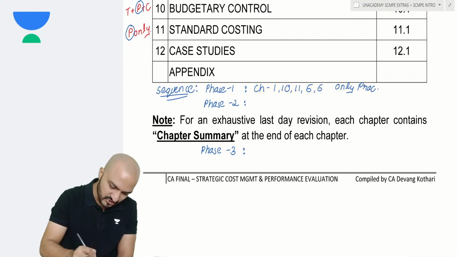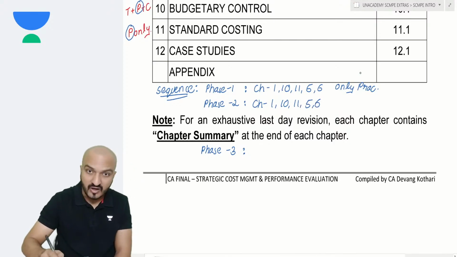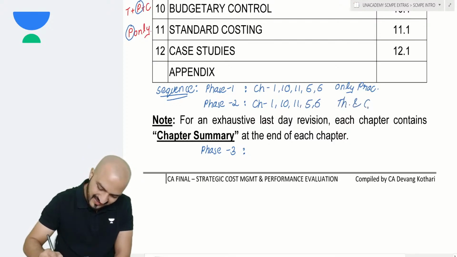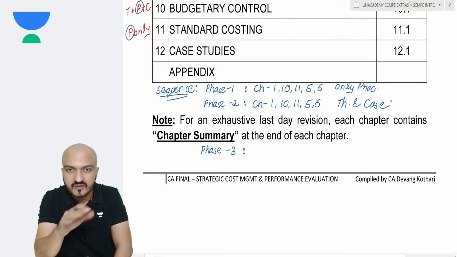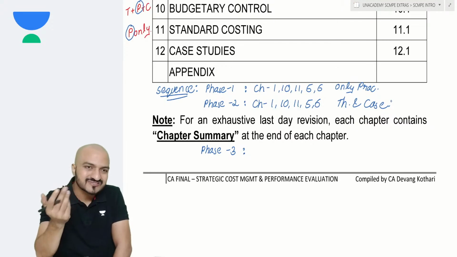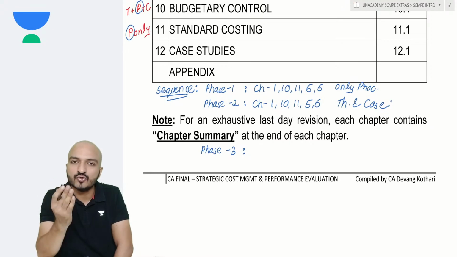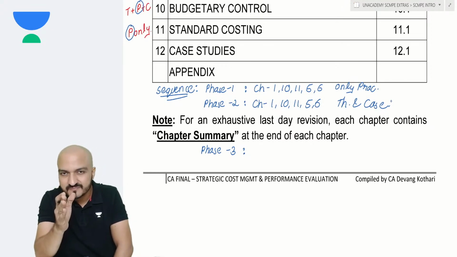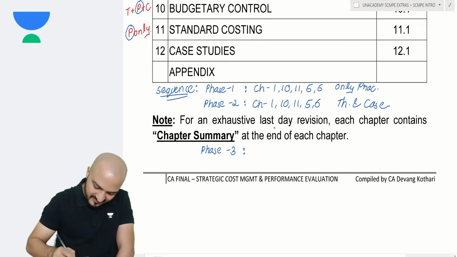Okay? Second stage, I will then cover the same chapters 1, 10, 11, 5 and 6, but now I will cover the theory and the case studies of these chapters. So yes, I will be discussing theories in the class. I will be discussing the case studies also in my class. Yeah. So many students have a question: sir, will you be discussing only practicals? Well, obviously not. If I discuss only practicals, then you will not pass your exams. I am there with you until you pass your exams. Yes, I will be covering everything. And then in stage 3, I will discuss all remaining chapters.